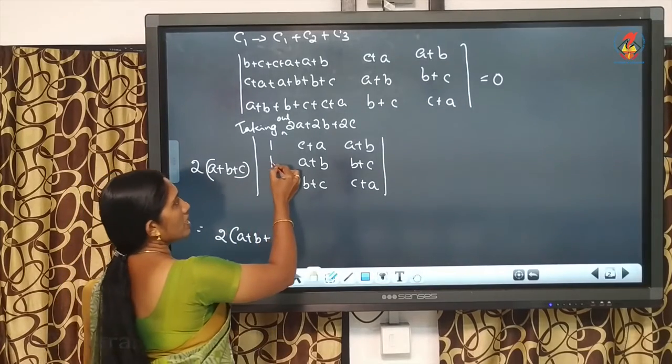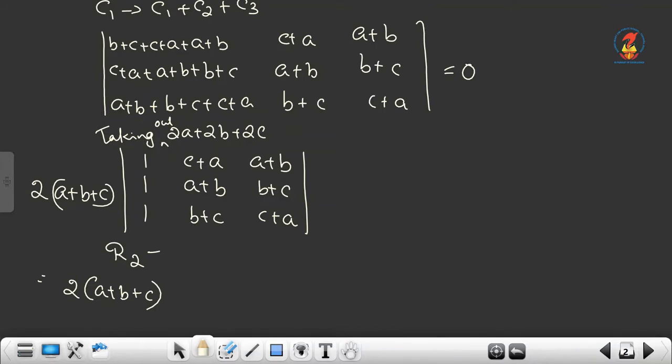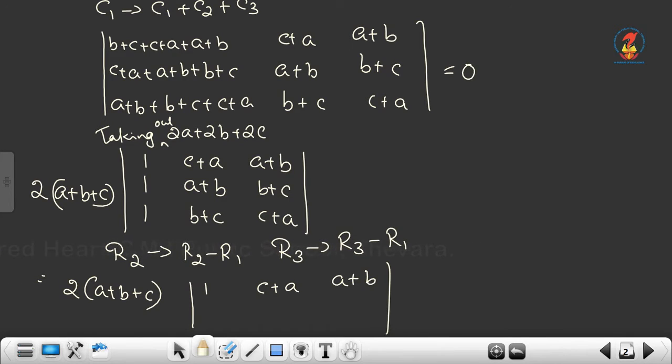So, we can change the next two rows, that is R2 and R3. R2 becomes R2 minus R1 and R3 we can write as R3 minus R1. R1 is not changing, only R2 and R3 change. So, R1 is 1, C plus A, A plus B, and R2 becomes 1 minus 1, 0. Corresponding elements you have to subtract.